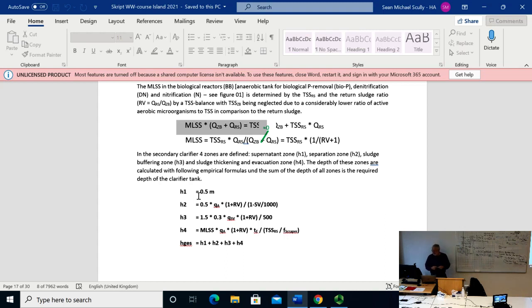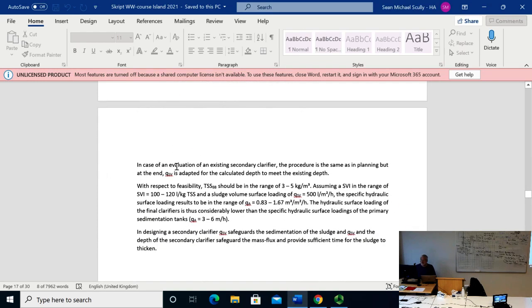Okay, and if you enter that in the height and the different heights, that's when you will end up with the 4 meters. This is also commented here. In case of an evaluation of the existing secondary clarifier, the procedure is the same as in planning, but at the end, QSV is adapted for the calculated depths to meet the existing depths. This is because in most cases in Germany, older secondary clarifiers do not have a sufficient depth, so you cannot just load them according to the full surface loading. Since you cannot change the depths, you have to live with what you got.